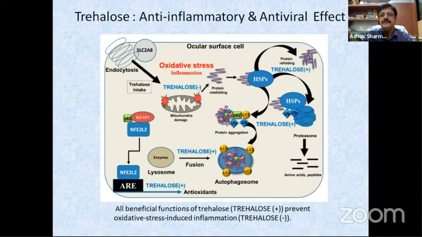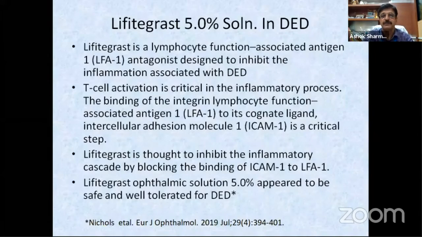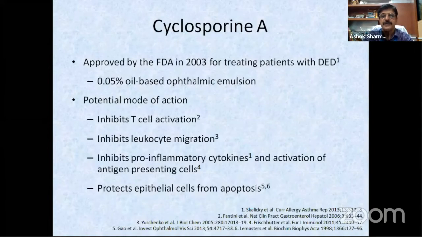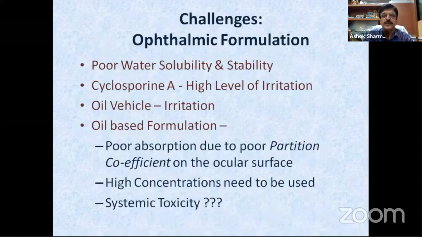Trehalose has an anti-inflammatory effect and an antiviral effect, and that's the reason it has come into talk in COVID-19. Lifitegrast is another drug which has got FDA approval and is being used in the USA for treating dry eye. We have more experience using Cyclosporin A.